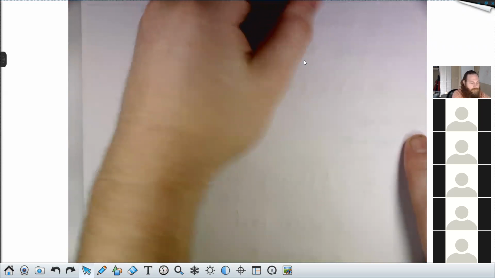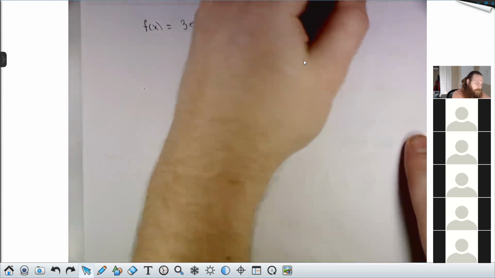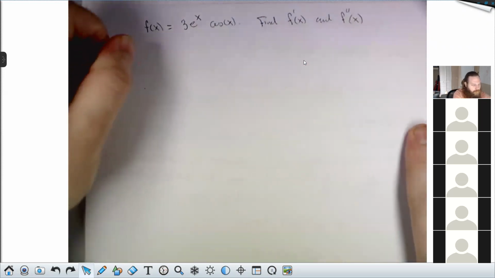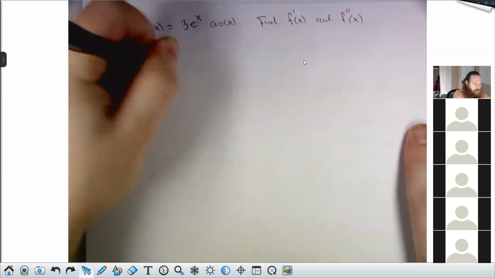So f primed we know is the first derivative. F double primed is the second derivative. It's what we get by differentiating the first derivative again. So f primed, the first derivative, we get by applying d dx to the original function.